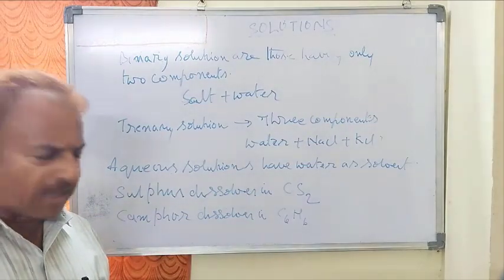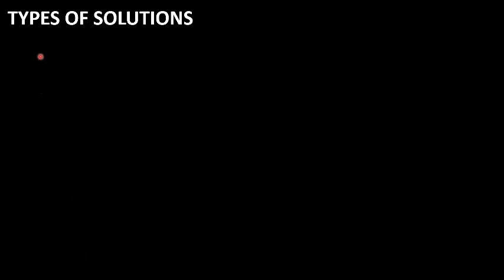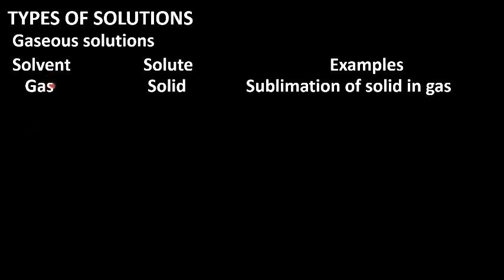Now let us discuss the types of solutions. Types of solutions can be classified based on the physical state of the solvent and solute. So gaseous solutions. Gaseous solutions are those in which the gas is present as solvent. So solvent, physical state, solute, and examples. Solvent here is gas, solute is solid, sublimation of solid in gas. So solid sublimes into the gas. For example, camphor sublimes in nitrogen gas.